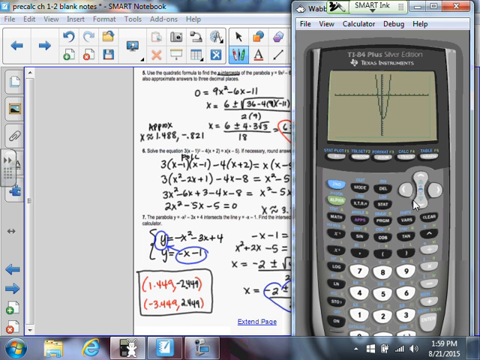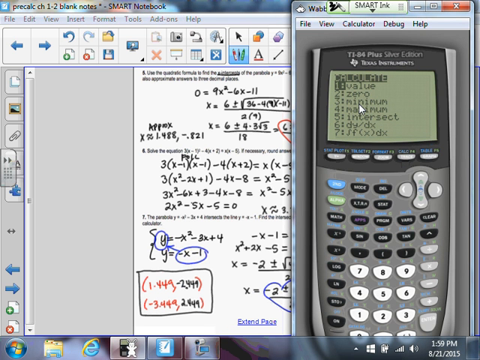Okay? So if I want to find the x-intercepts, I do second calculate. And an x-intercept, another word for it is a 0. So I want to find a 0. So option 2. And we're going to find the thing on the left side. Okay, so here's the thing that's weird about this.